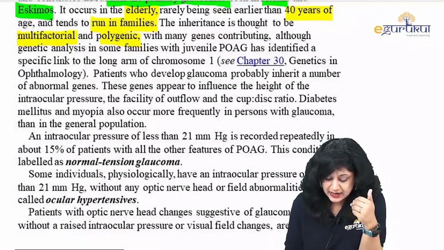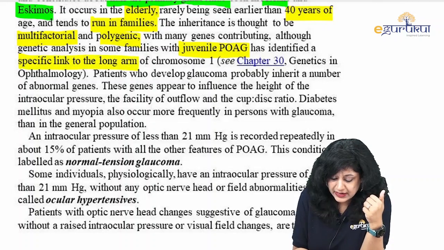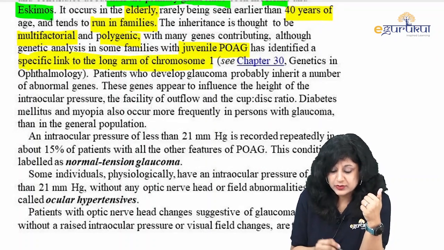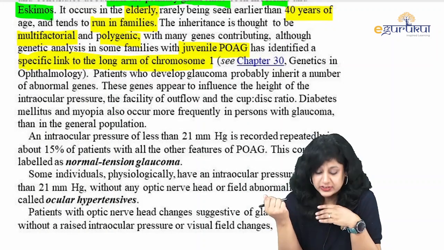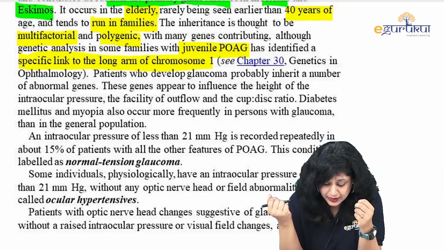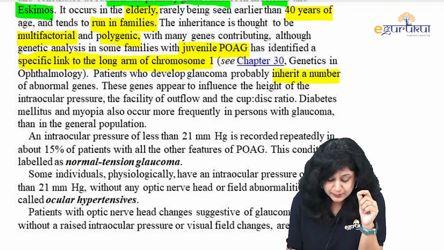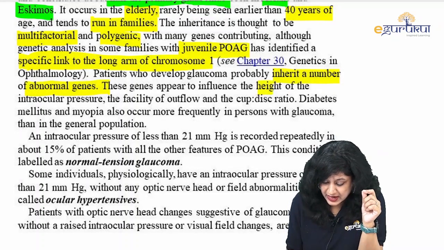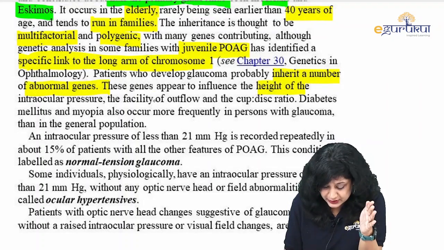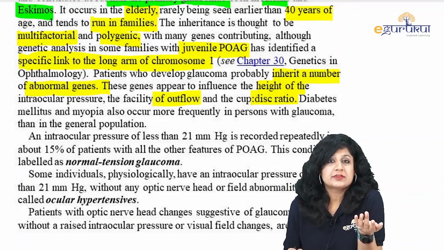Genetic analysis in some families with juvenile open angle glaucoma has identified a specific link to the long arm of chromosome number 1. We will talk about this in great detail when we reach the genetics of ophthalmology. These patients with glaucoma are inheriting a number of abnormal genes, and these genes appear to influence the height of the intraocular pressure, the facility of outflow, the CD ratio, and then you have other risk factors also.